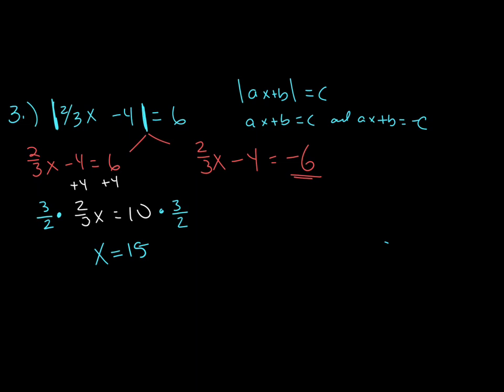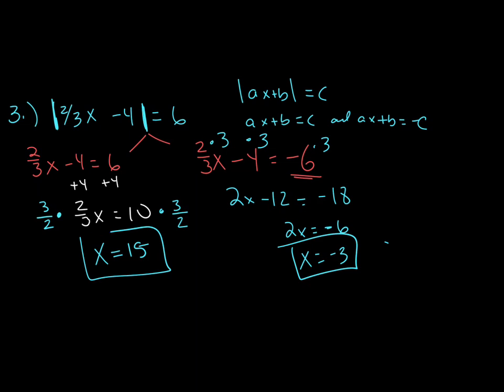Now let's say you don't like fractions. You could multiply everything by 3 to start. So you don't have to do that, but you could. So then you end up with 2x minus 12 equals negative 18. Now I'm going to add 12 to both sides. So I get 2x equals negative 6. Divide by 2 on both sides. I get x equals negative 3.